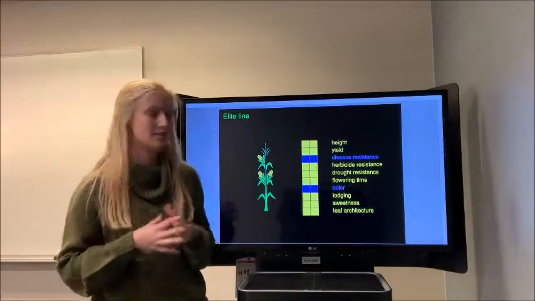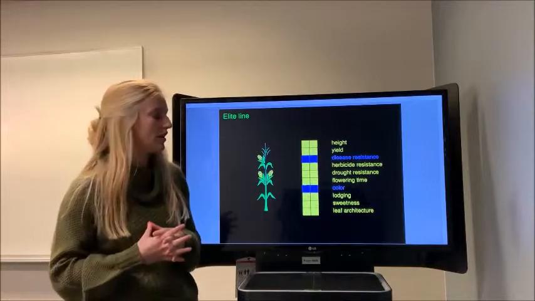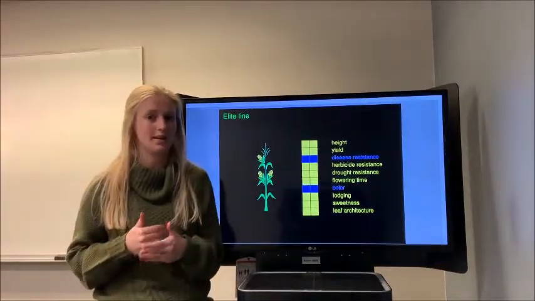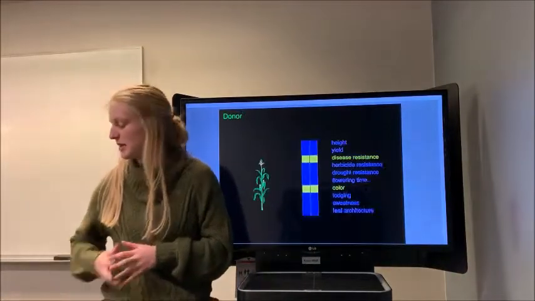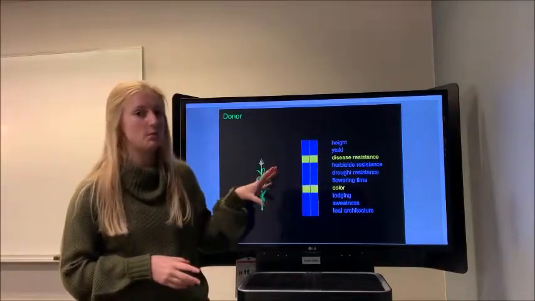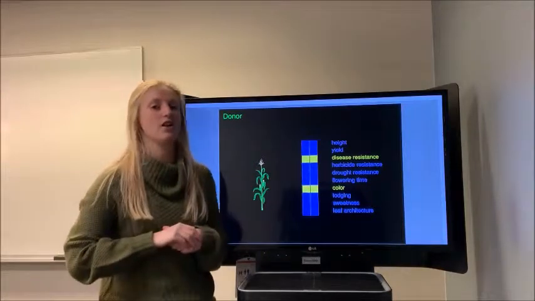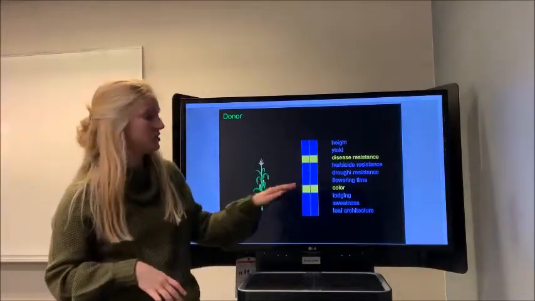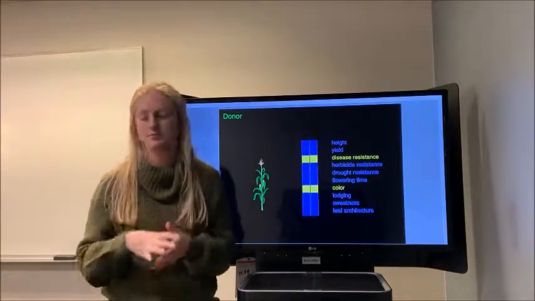However, the purple boxes are going to represent things that we don't want getting passed on to that next generation. So for example, this one would have the color that we don't want getting passed on. So we're crossing that with the second plant, and we're going to call this the donor line because it has mostly purple boxes, but those yellow boxes were in the areas that the elite line didn't have yellow boxes. So this one does have very good color, and we want that to get passed on.